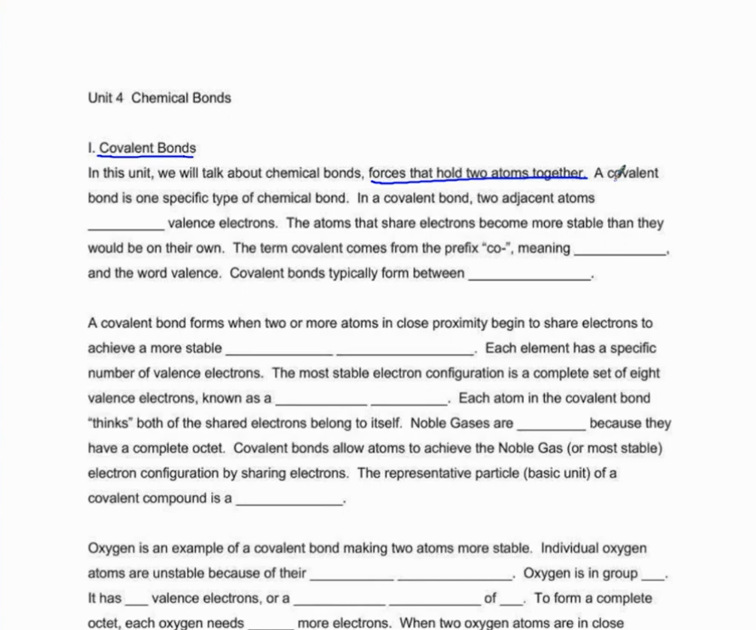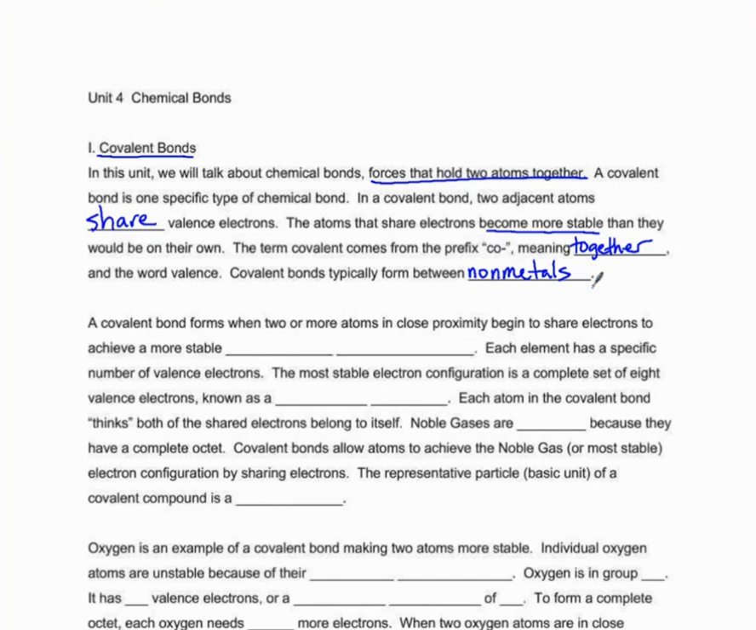In a covalent bond, two adjacent atoms will share valence electrons. The atoms that share electrons become more stable than they would be on their own. The term covalent comes from the prefix co-, meaning together, and the word valence. Something interesting: covalent bonds typically form between nonmetals. This will make it easier as we compare the two types of chemical bonds. Covalent bonds are almost exclusively nonmetals, and the other type will almost always have metals involved.